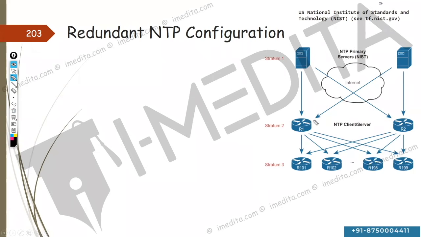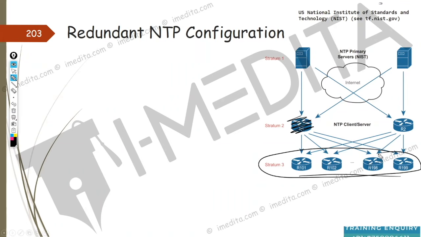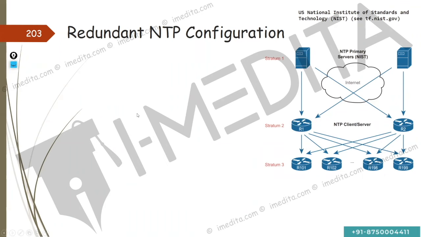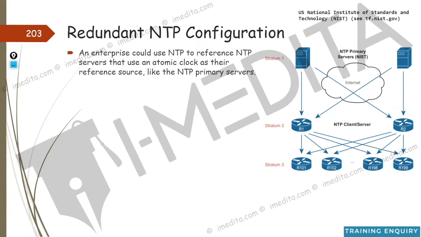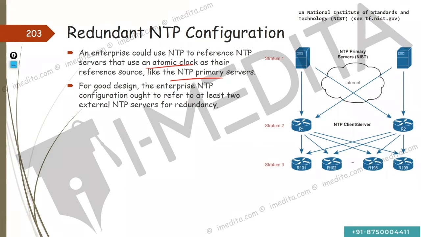The reason for keeping 2 is that if one device goes down, we don't want the devices in the corporate network to be unsynchronized. So I hope you get the point of what we mean by the NTP design and how it should be. An enterprise could use NTP to reference NTP servers that use an atomic clock. You could use them as your primary NTP servers. Like I told you, for a good design, configure at least 2 external NTP servers for redundancy.